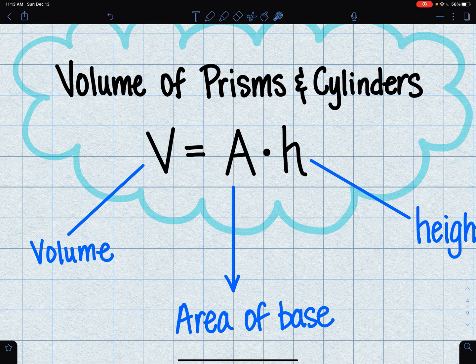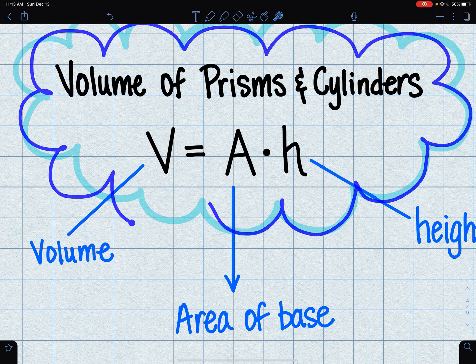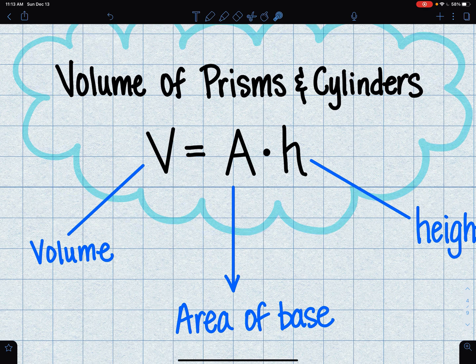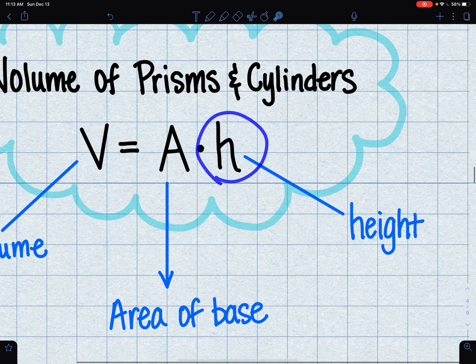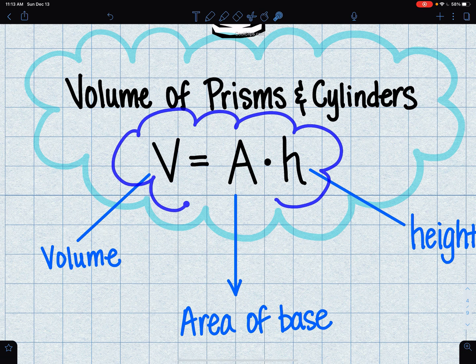But this is the volume of prisms and cylinders. And this is in a thought cloud. This is something that you're definitely going to have to remember and memorize. So take a little bit of time right now and just memorize this equation. The volume of prisms and cylinders is equal to the area of the base times the height of the cylinder. The area of the base times the height. You definitely need to know this.